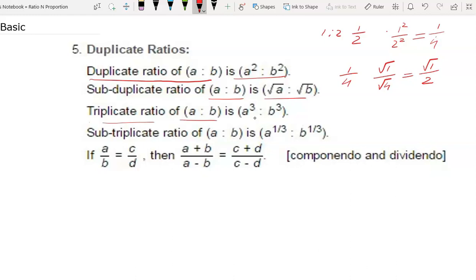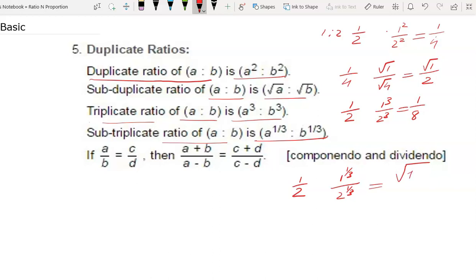Triplicate ratio of A is to B is A cube is to B cube. So if we have 1 by 2 ratio, then the triplicate ratio will be 1 cube upon 2 cube. This is 1 by 8. Subtriplicate ratio of A is to B is A to the power 1 by 3 is to B to the power 1 by 3. So if we have 1 by 2, the subtriplicate ratio will be how much? 1 to the power 1 by 3 upon 2 to the power 1 by 3, and this can be written as cube root of 1 upon cube root of 2.